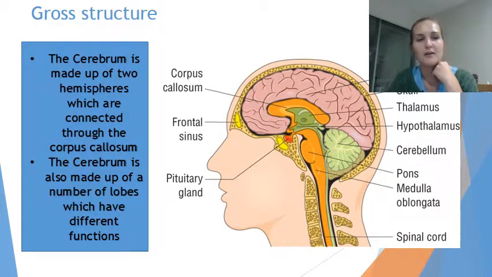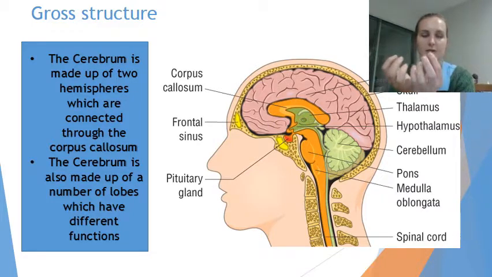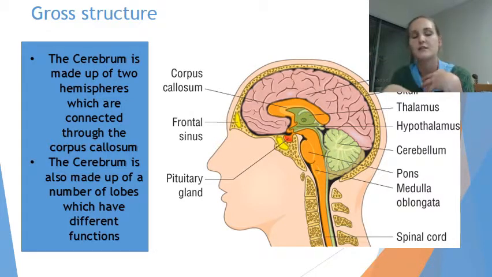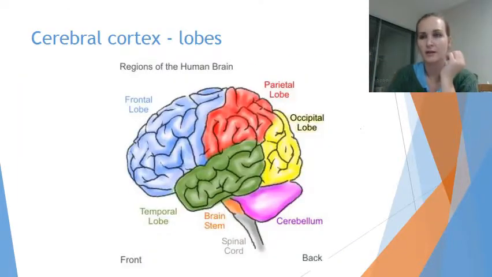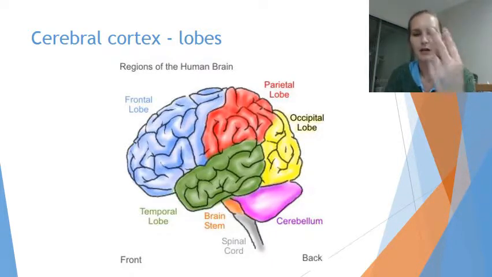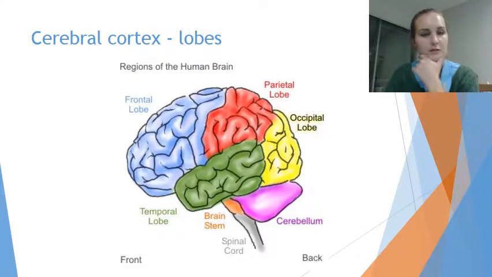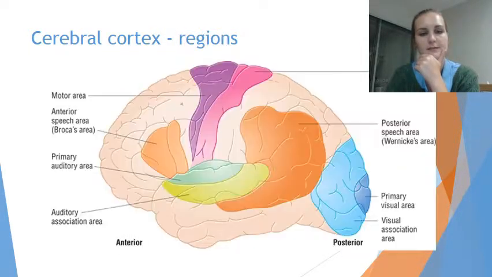All right, so as I said, the cerebrum is made up of two halves, which are connected by the C-shaped corpus callosum. The cerebrum is made up of also a number of lobes. Now, these lobes have different functions which correspond to different actions in the body. Okay, here are the lobes of the brain. We have the frontal lobe, the parietal lobe, the occipital lobe, and the temporal lobe. So there's 4 lobes going on.